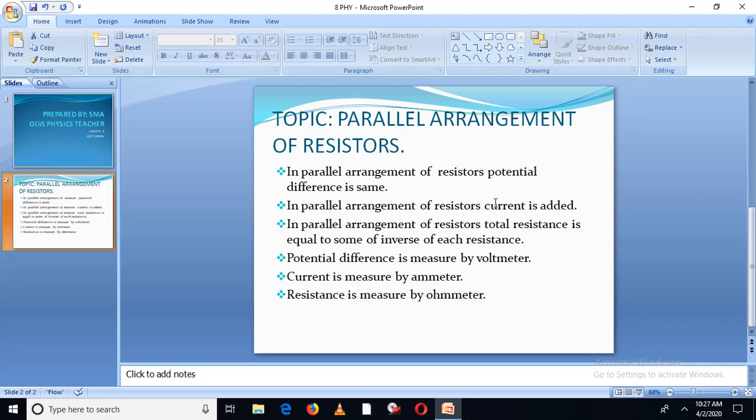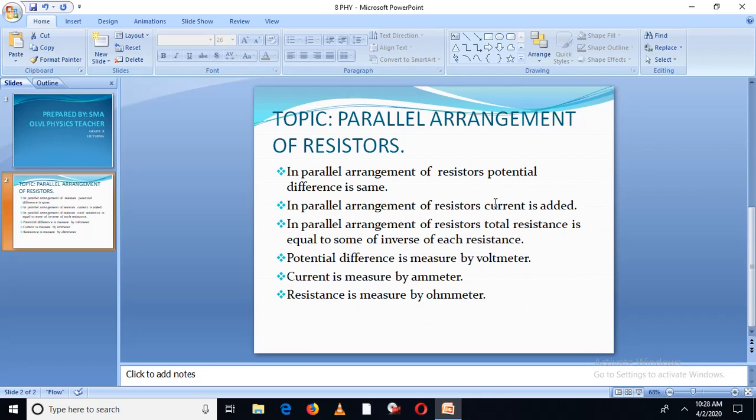Third bullet point is that if we want to find out the total resistance in a parallel circuit, then we have to add the inverse of each resistance of a resistor. If there are three resistors, then we have to add the inverse of the three resistors with each other. If there are four resistors, then we have to add the inverse of the four resistors' resistance, and their combined sum will give the total equivalent resistance.